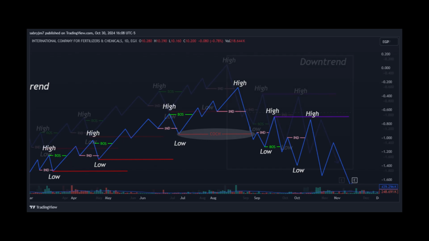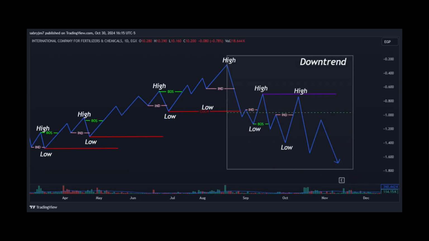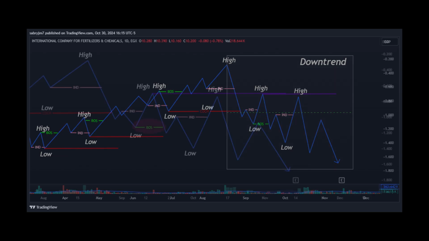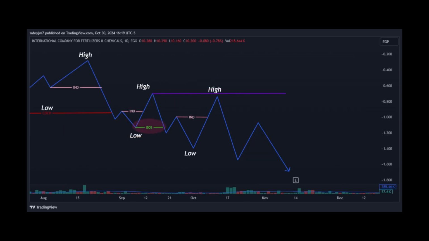Just by looking at this part of the chart, we notice a downtrend, as each low is lower than the previous one, and each high is lower than the previous one. If the low is broken, which happens in a downtrend, it is called a break of structure, as seen here. And if the high is broken, a change of character occurs.